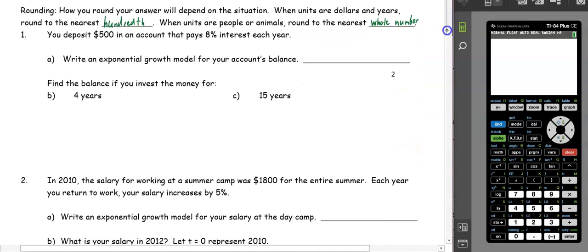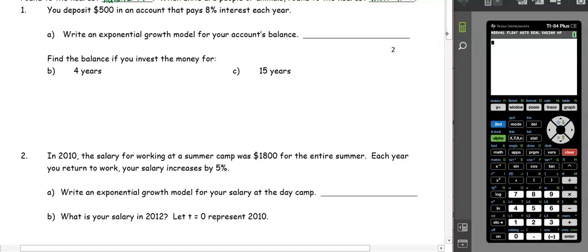So let's look at a situation here. You deposit $500 into an account that pays 8% interest each year. Write an exponential growth model for your account balance. So we have y equals, we're starting with $500 in our account, times parenthesis 1 plus, because we're adding. Now, we have it as a percent. So 8%, we're going to move our decimal place 2 places to the left, and that becomes 0.08 to the t power. Now we can also write that as y equals 500 times 1.08 to the t power.